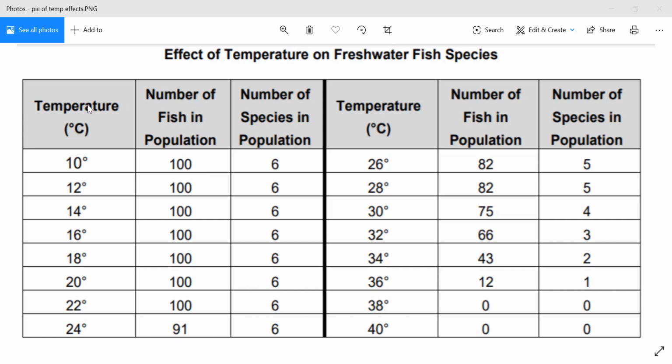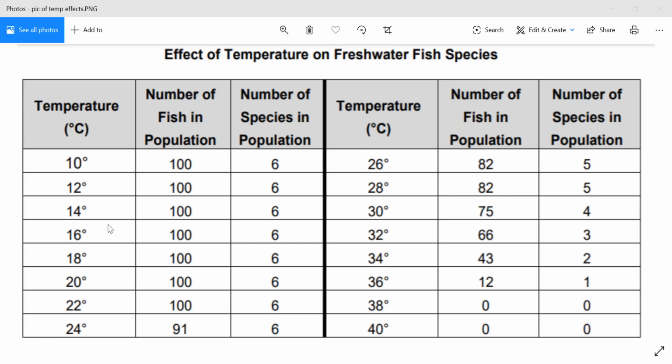This is temperature, number of fish in the population, and by the way, each column wraps around, so this is the first half of temperature, this is the second half. Number of fish in the population, that's the first half, and this would continue into the second half. And then the third column is number of species in the population. So 6 was the max number of species. 100 was the max number of fish in the population.